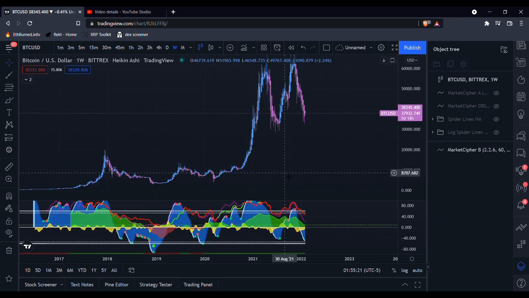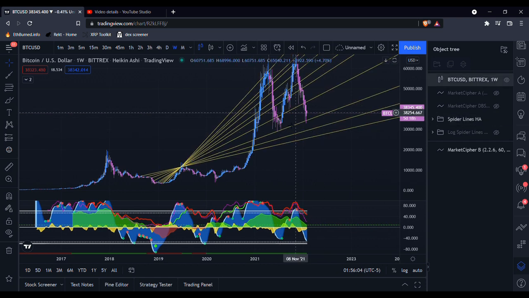So, like I said, there are a few different ways that you can draw these spider lines, and they're going to look different depending on a couple of factors, like if you are using Heikin Ashi or normal candles, and if you are on log scale or not. So I recommend drawing lots of spider lines, changing up those factors, and maybe sorting them into separate groups.